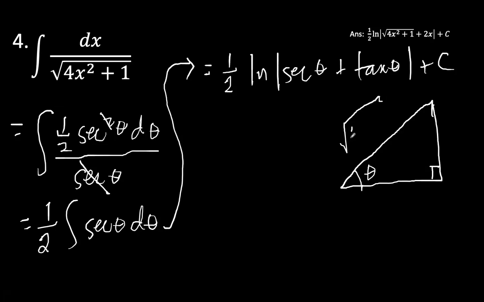So this is the square root of 4x squared plus 1, this is 1, and this is 2x. Okay, so let's start with secant. Our secant theta is equal to hypotenuse over adjacent. So that's the square root of 4x squared plus 1.